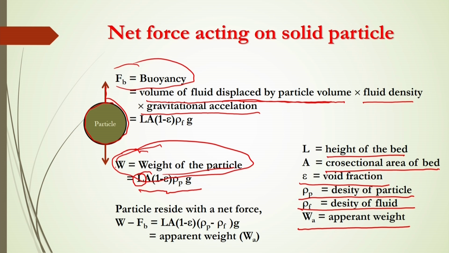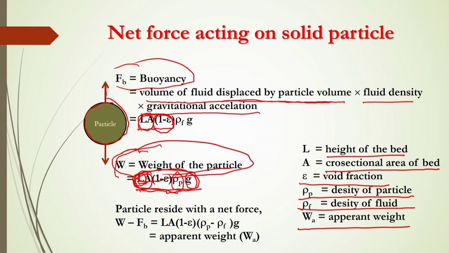Now, this is weight, meaning the solid weight in the bed. L, the length of the bed, times A, the cross-sectional area, gives you the volume of the bed. Then 1 minus epsilon is the fraction of solid particles, times the density of the particle, gives you the mass of the particles, and times g gives you the weight of the particles. And the buoyancy force will be L A, the volume of the bed, times 1 minus epsilon, which is the solid volume.